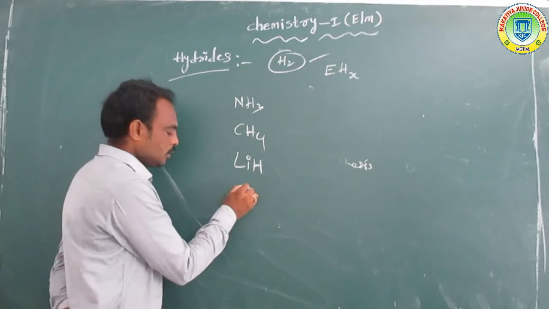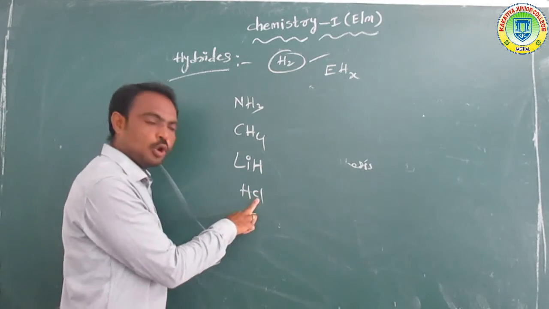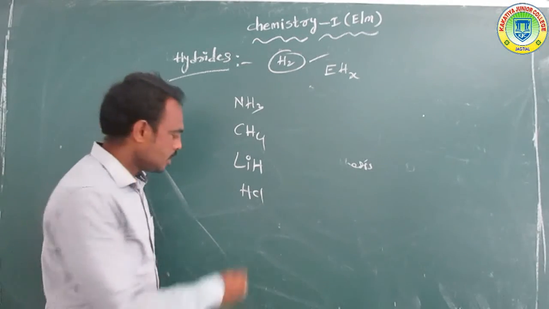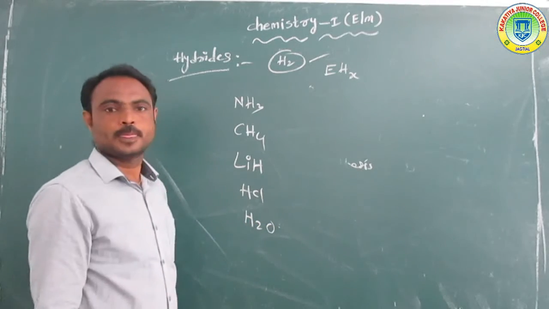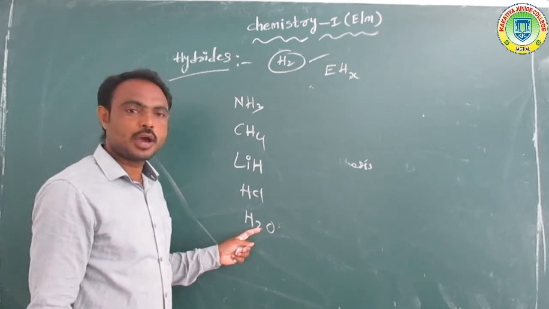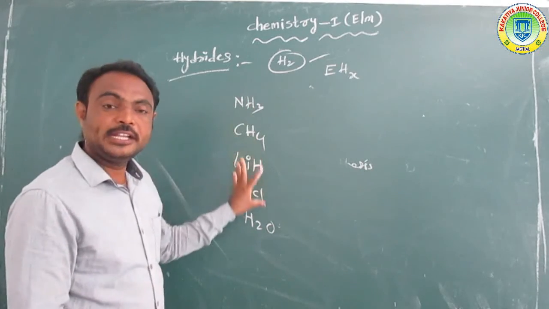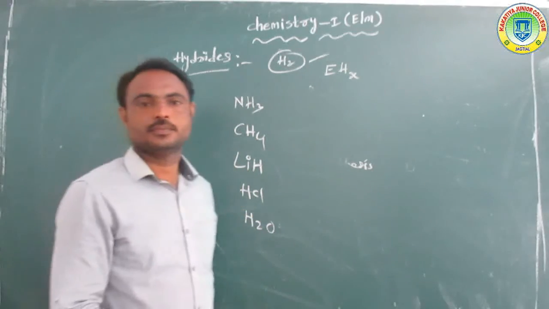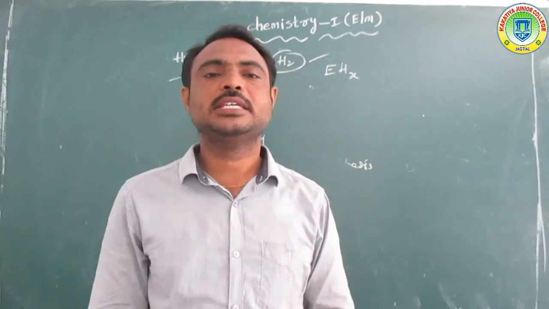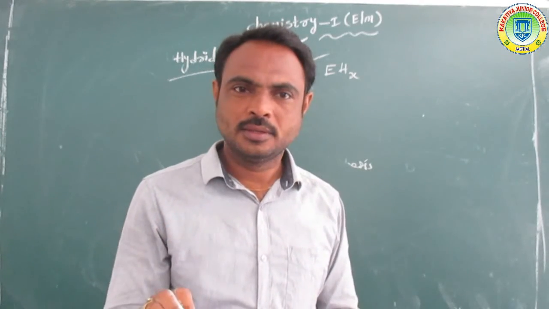Or HCl, chlorine hydride, is also called hydrochloric acid. Or H2O is oxygen hydride, also called the water molecule. So different types of hydrides are there. All these compounds are binary compounds. Binary means two.